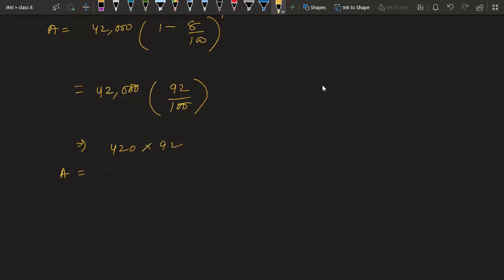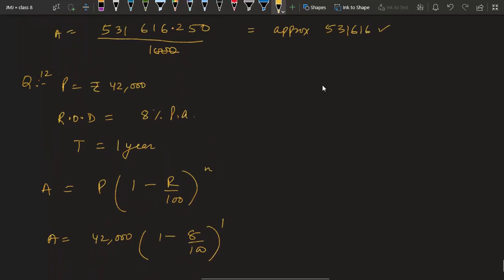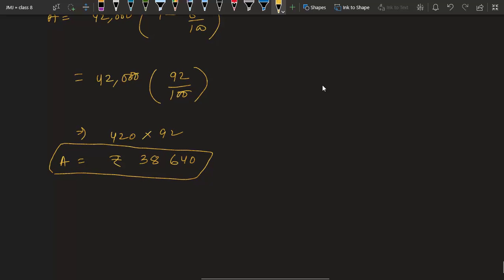which is rupees 38,640. So we have seen after 1 year this will be the value of scooter. Before it was purchased on 42,000 and there is a depreciation of some amount and the price became this much.